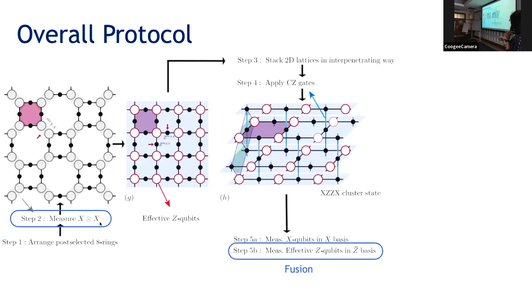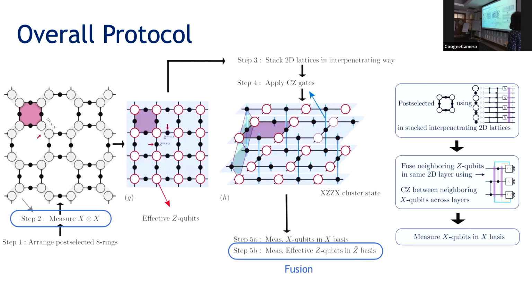So basically this step 2 of measuring XX and this final step 5b is making a fusion measurement. I could have everything in between commute, so I could have done these measurements together before doing any other step. So in fact, I can write down a shorter version of this 5-step protocol. The first step is to arrange the post-selected resource states in layers, and these layers are arranged in a staggered manner. Then we fuse the neighboring Z-type qubits, and at the same time, we can do the control Z gate between the X-type qubits. These operations are happening on different qubits, so I could apply them all at the same time. And then finally, I just measure the X-type qubits in the X basis, and I'm done.